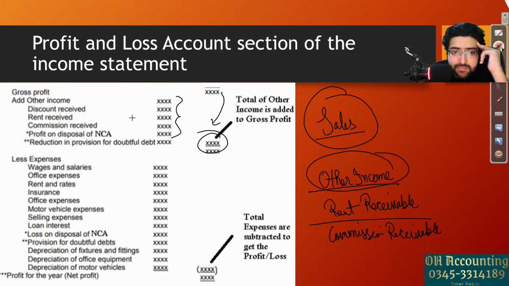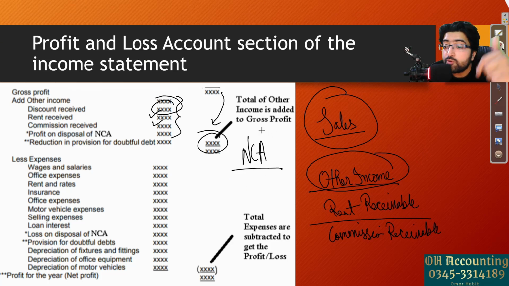The basic examples are given here: rent received, commission received, discount received. Okay, if anyone gives you a discount, that is also your income. Or profit on disposal of non-current asset. When you sell a non-current asset and you make a profit on that, that's also your other income. Okay, this I will explain in part 2. So don't worry about this right now. Sole trader part 2 is coming after this, which will have all the adjustments. Okay, right now I'm covering only the basic stuff.